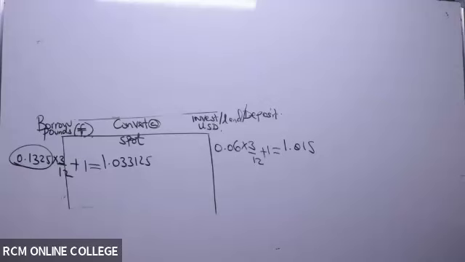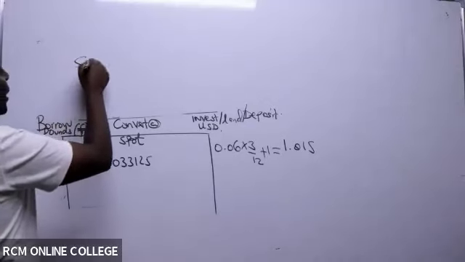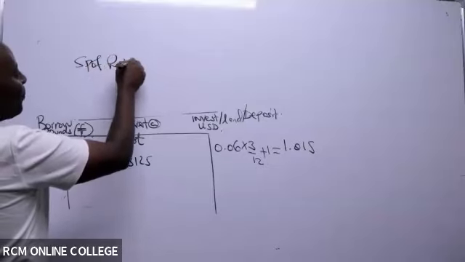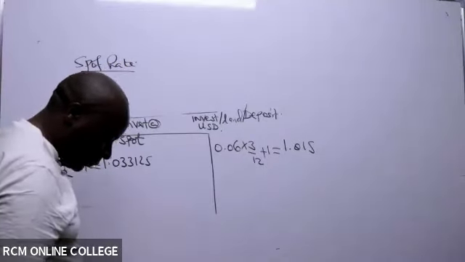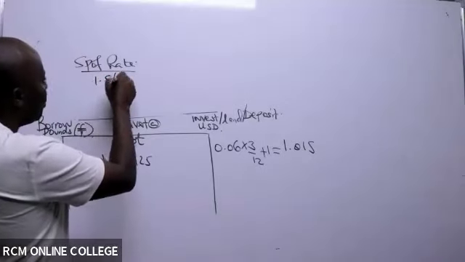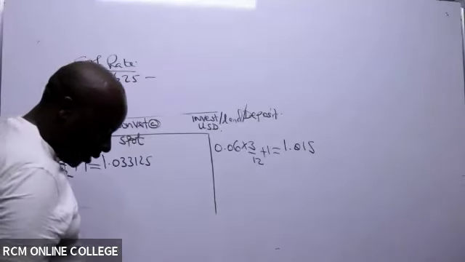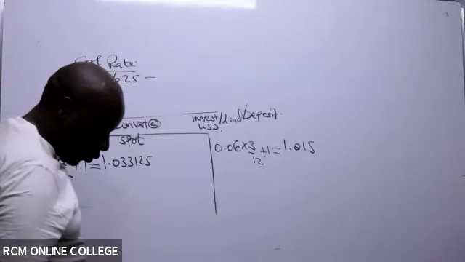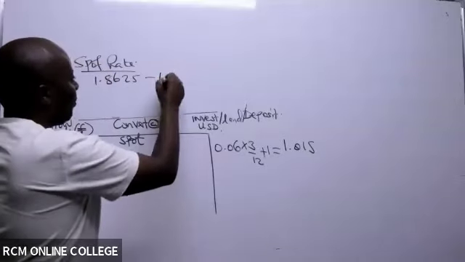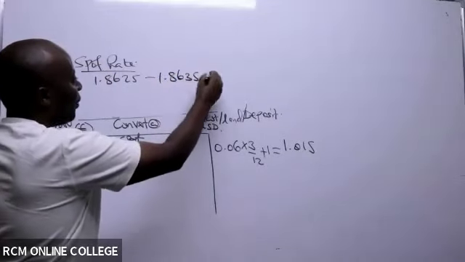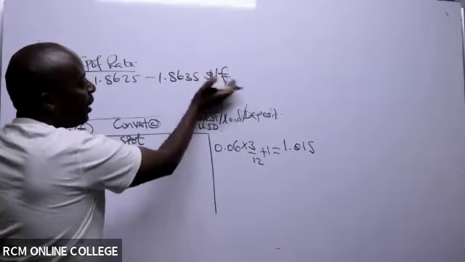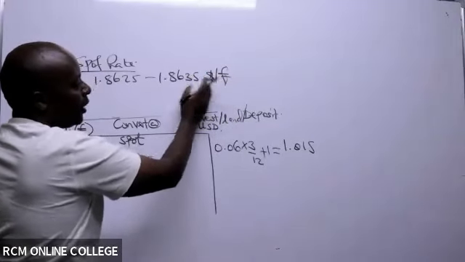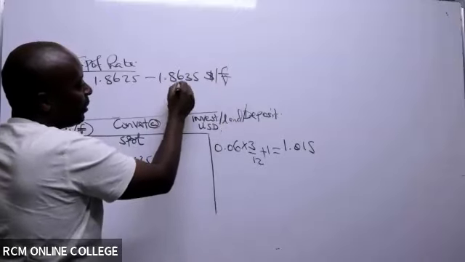All right. So, ladies and gentlemen, then we have our spot rate. Our spot rate has been given in the form of a range, 1.8625 to 1.8635 dollars to the pound. I know my home currency is the pound, and the pound is on the right. When the pound is on the right, the number becomes pi.